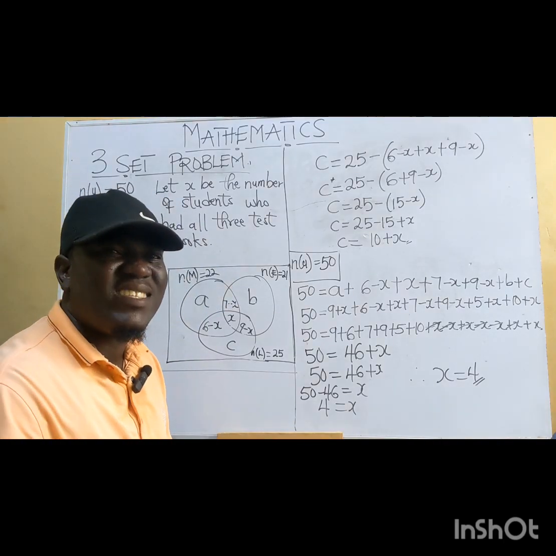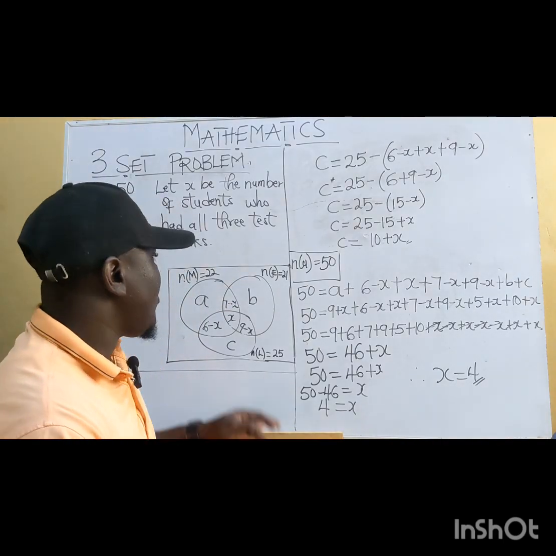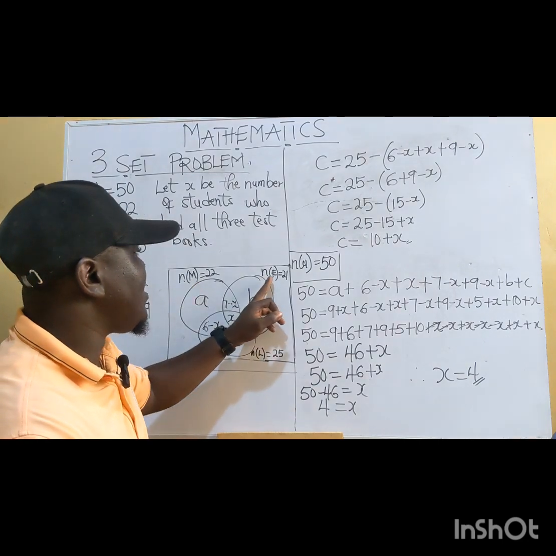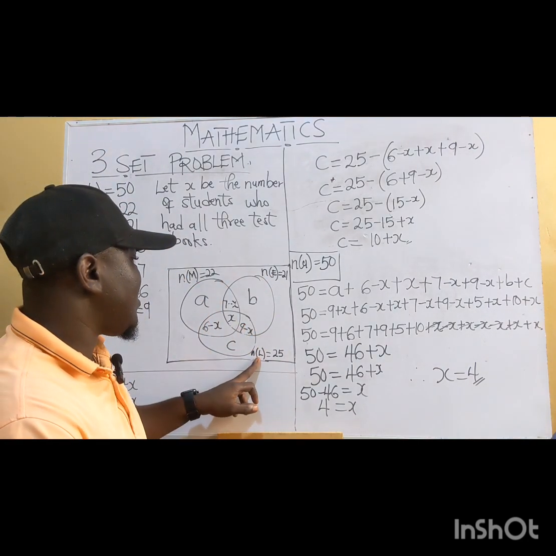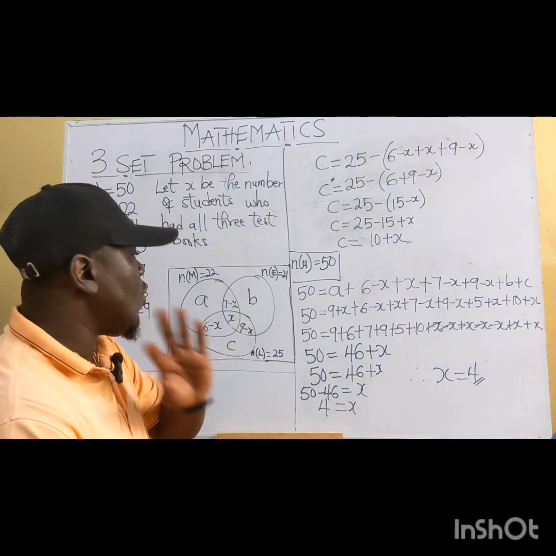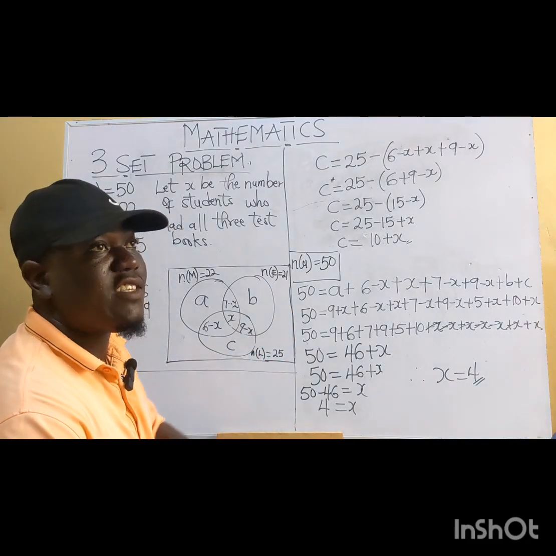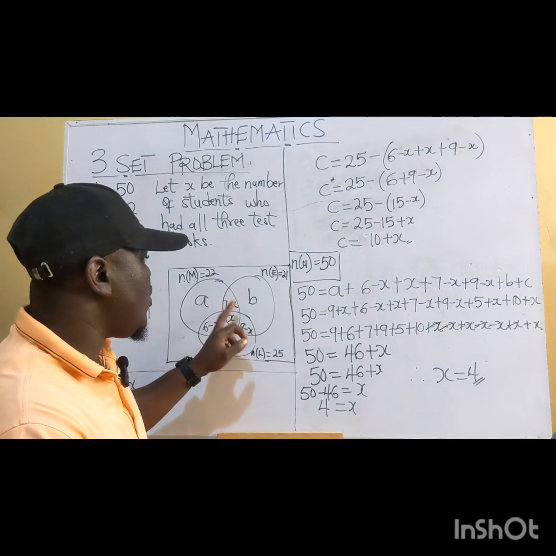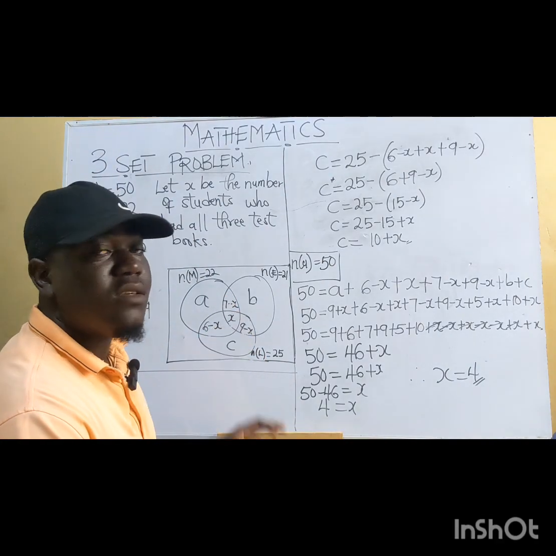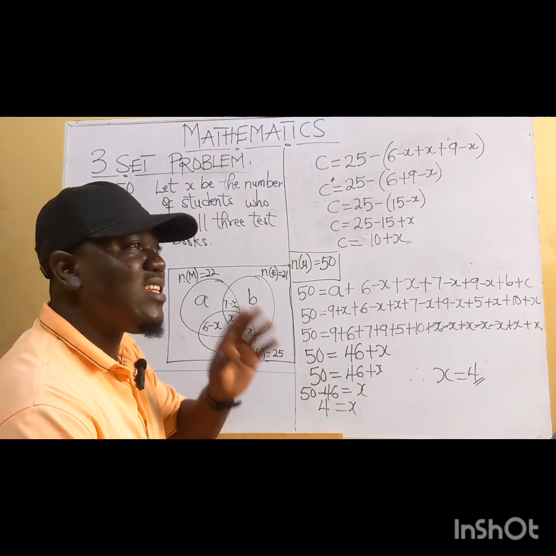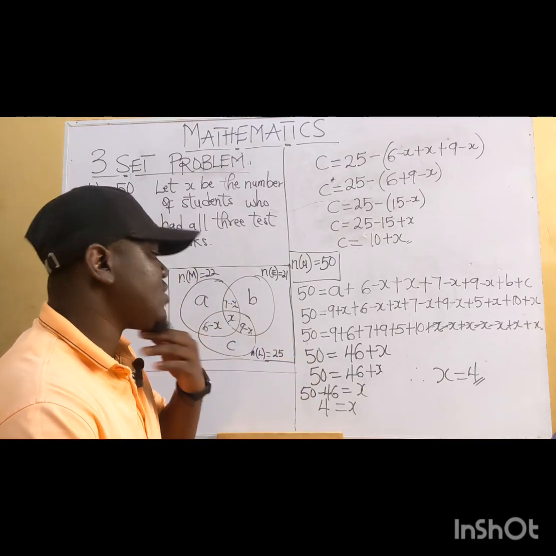So when we talk of exactly 2 textbooks, then we are looking at those who had math intersection English textbooks only, math intersection life skills textbooks only, and then English intersection life skills only. So we are looking at the onlys, the intersection, the onlys. Is that okay? They say exactly 2 textbooks.